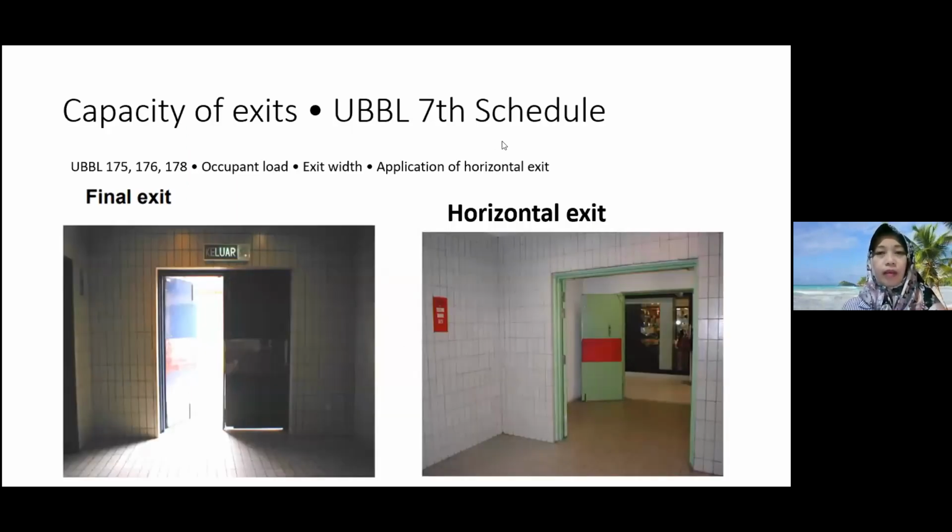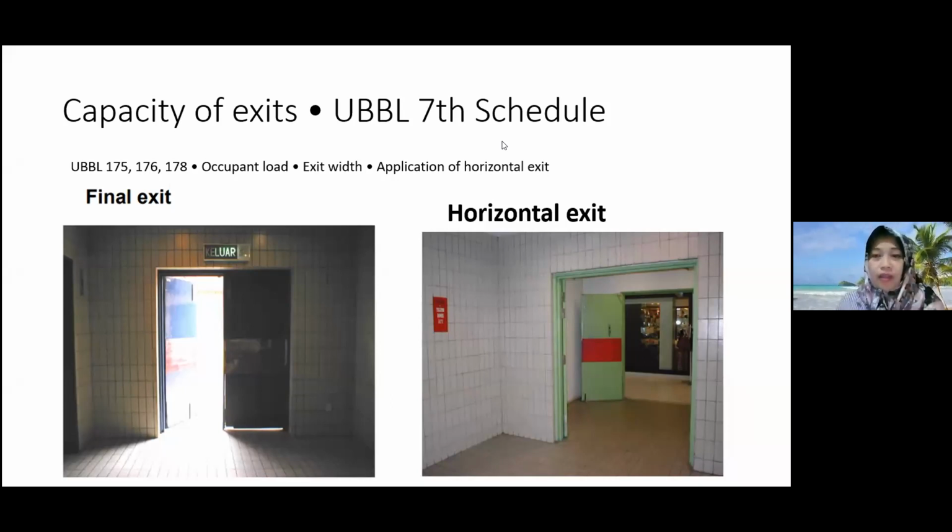Okay. For today, we need to understand also the capacity of exit. How many exits are to be designed? Okay, you jot this one down because it is already uploaded also. Please look at your bylaw, UBBL 175, 176, 178. You have to read. Okay. You understand or not? But please read first. Then they talk about occupant load, exit width, and application of horizontal exit.